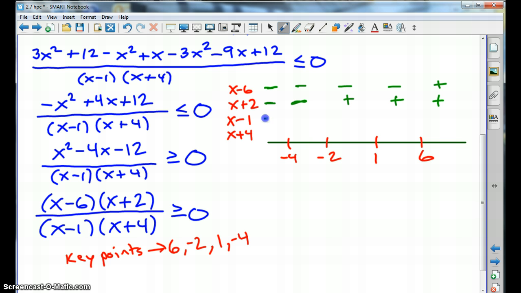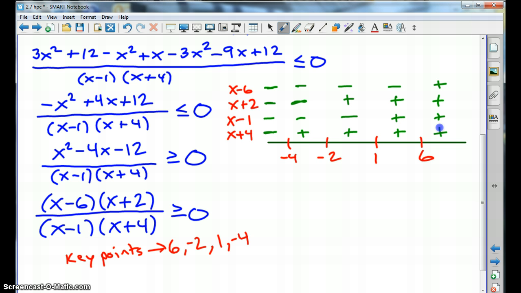X minus 1, that's going to be negative and negative and negative. As soon as we get past 1, it changes. And finally, x plus 4. That one starts negative and then immediately changes to be positive value.